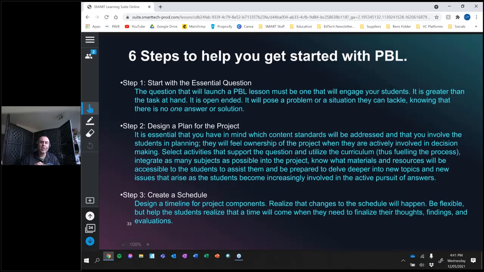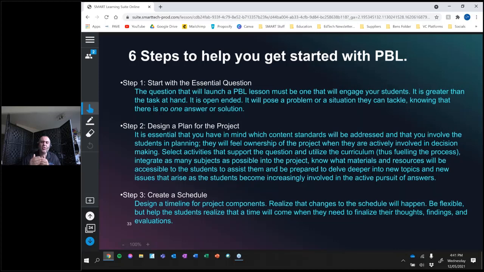Step 2, design a plan for your project. It is essential that you have in mind the standards that you're going to address. So when you're planning it, make sure you're mapping it towards those standards. That's really, really important.